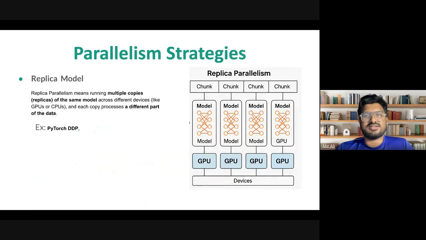Now we'll go ahead with parallelism strategies, where we deploy and utilize parallelism across multiple GPUs to make our model run faster. One is the replica model, where we duplicate the model onto multiple GPUs, chunk the inputs, run them through the models, and then get the outputs. An example is PyTorch DDP, distributed data parallel. This means we run multiple copies of the same model across different devices, and each copy processes a different part of the data. This is a replica model.